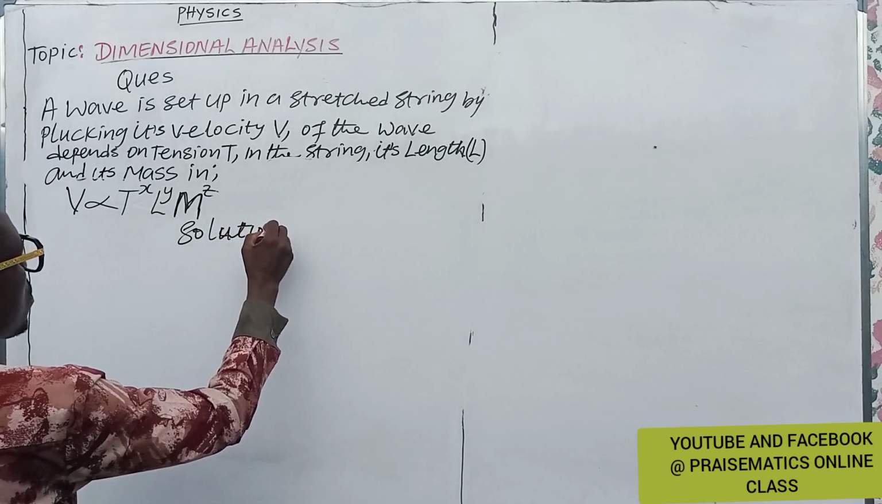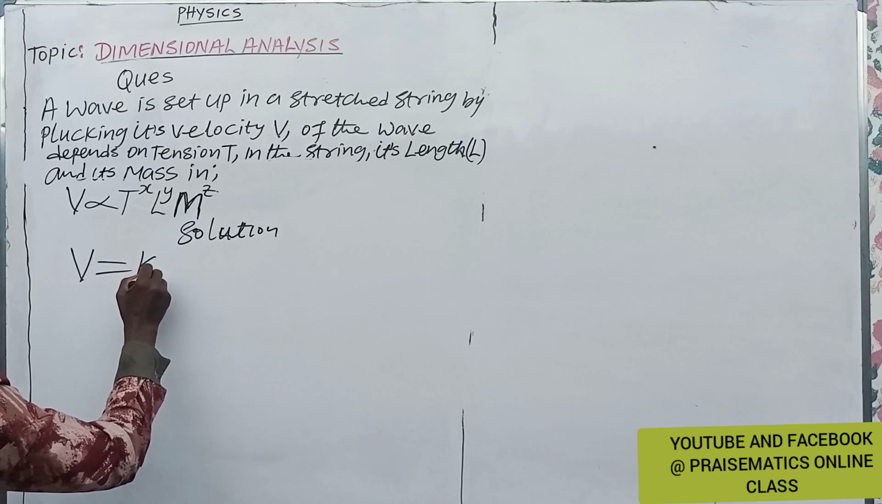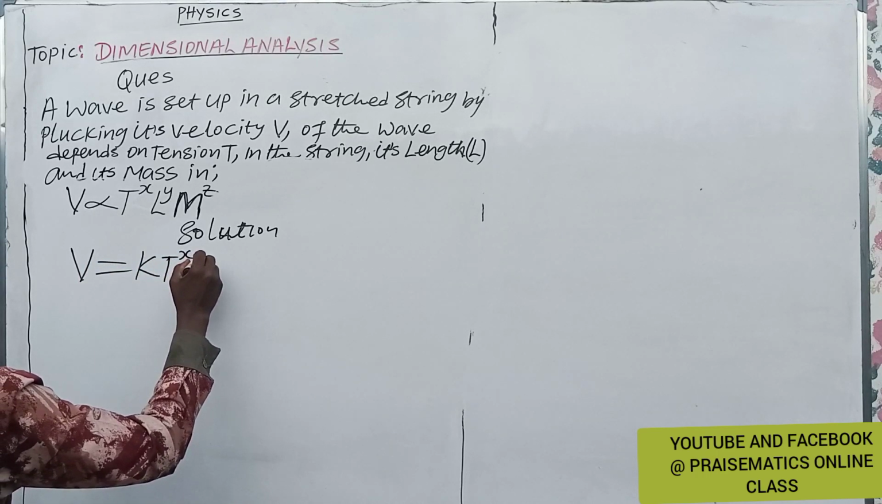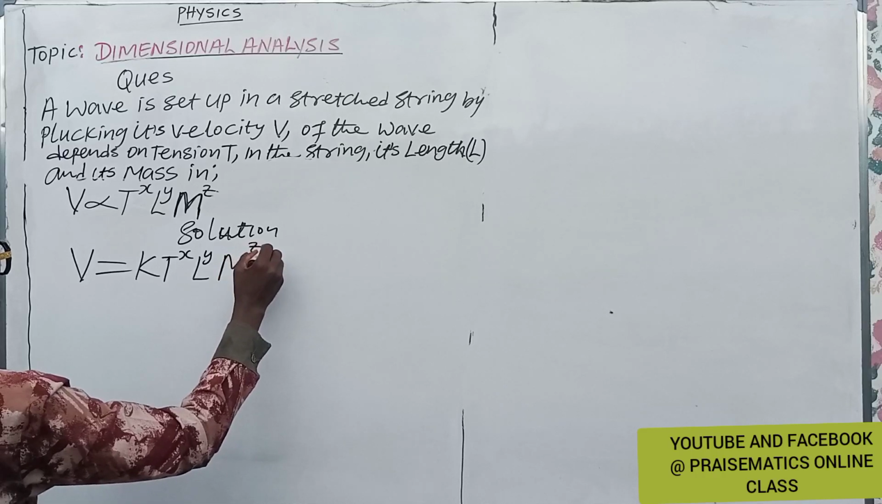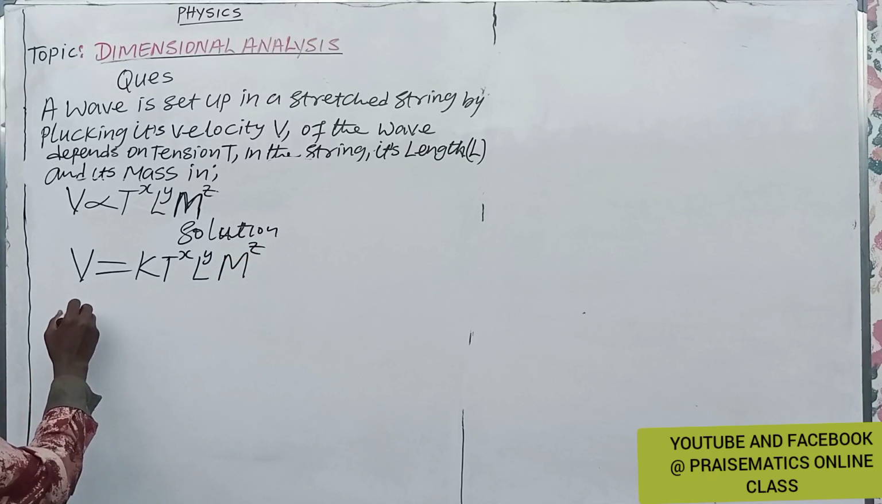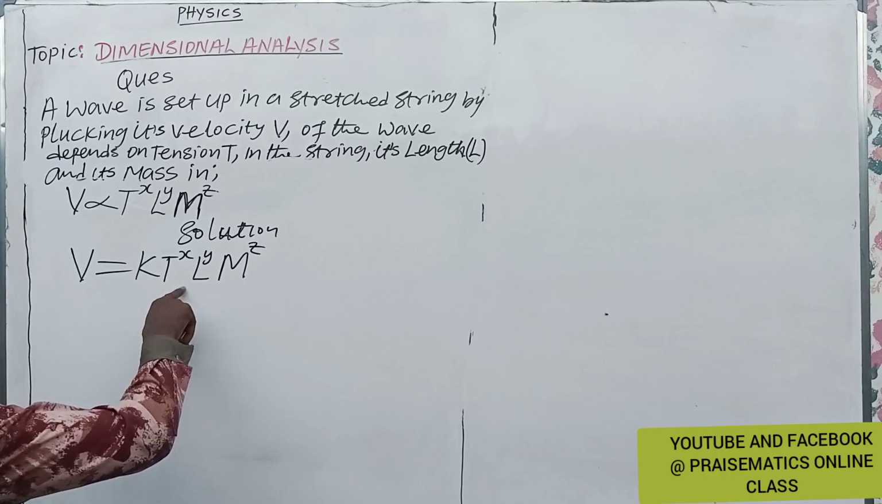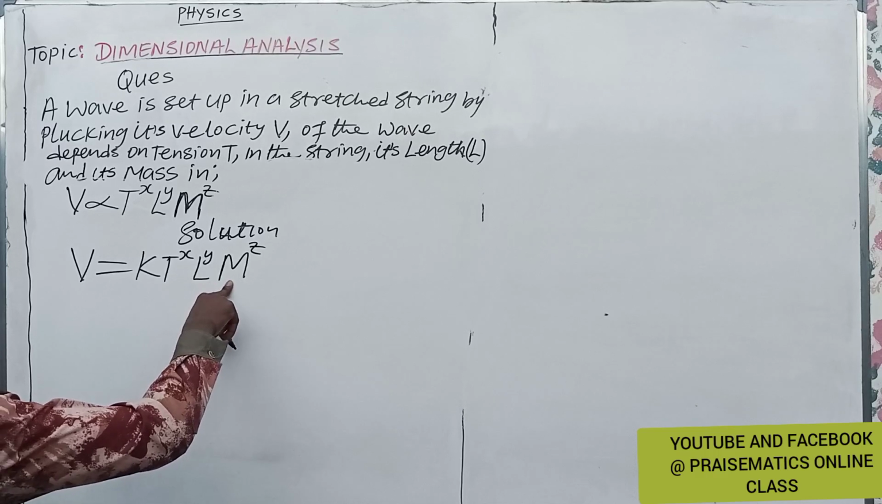Solution. V is equal to K T raised to power X, L raised to power Y, and M raised to power Z. Okay. Remember that V is velocity, T is tension, which is force, L is the length or distance, and M is mass.